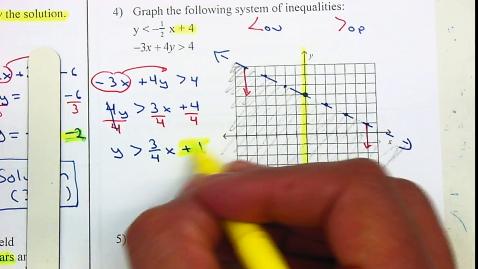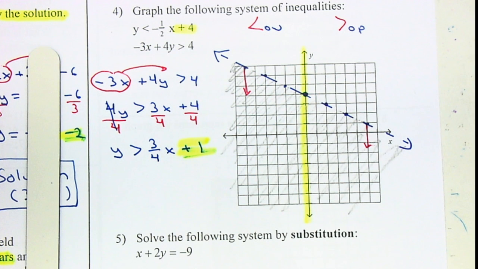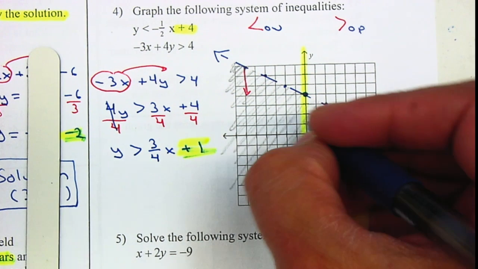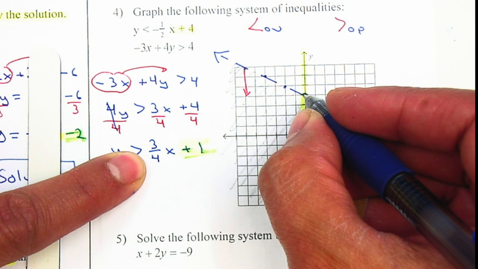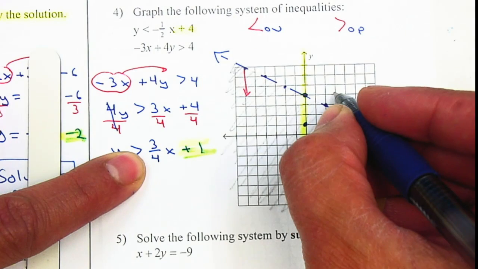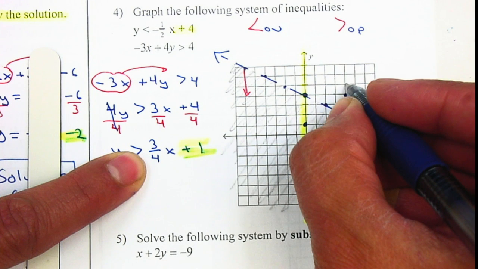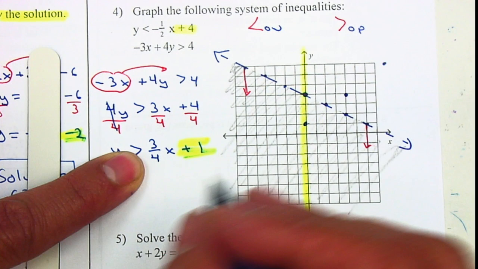My slope is positive, so I'm going to go up 3, 1, 2, 3, and to the right 4: 1, 2, 3, 4. And I can do the opposite: down and to the left, down and to the left.